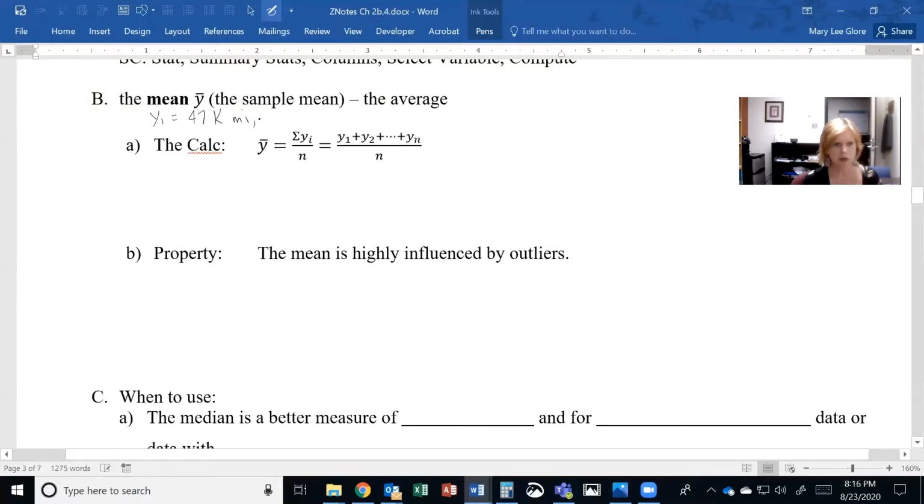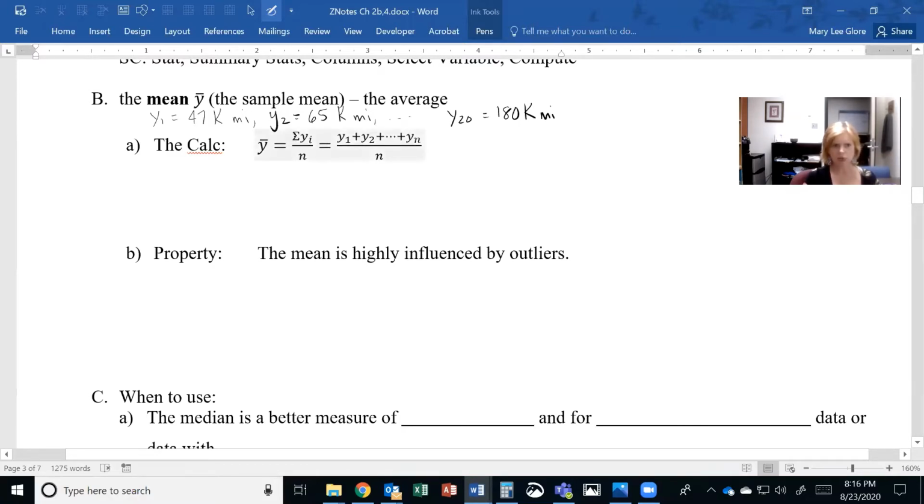Then Y2 was 65,000 miles, all the way up to Y20, which was 180,000 miles. So the mean is: I'm going to add up all 20 values and then divide by 20. So n is 20, that's the sample size.